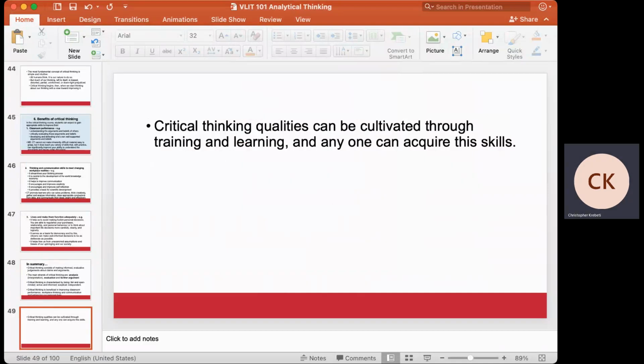And on the whole, critical thinking qualities can be cultivated through training and learning. And anyone can acquire this skill, including you who is learning this. You can acquire it. Thank you very much, my friends.